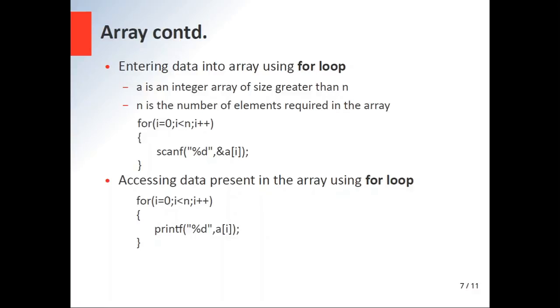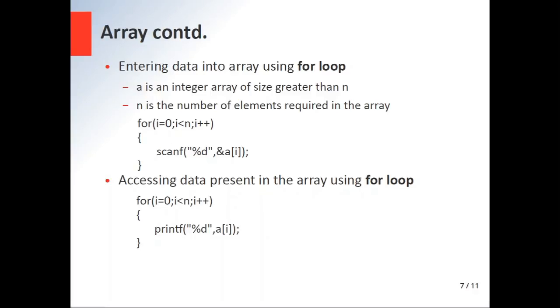So index number changes from 0 to n minus 1. If there are 5 elements, index number changes from 0 to 4. And any value can be accessed by specifying the index number. Hence, reading the array and accessing the elements in the array can be implemented using a loop, and we'll see how this can be done using a for loop.